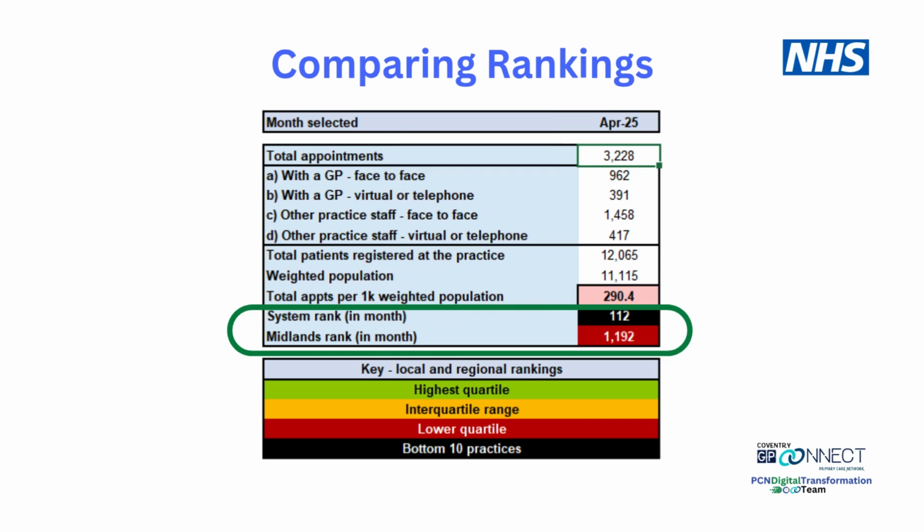Step 4. Comparing rankings. Below the total appointments panel, find your practice's rank within the Midlands area. Rankings are color-coded. Green, highest quartile. Red, lower quartile. Black, bottom 10 practices in Coventry and Warwickshire.